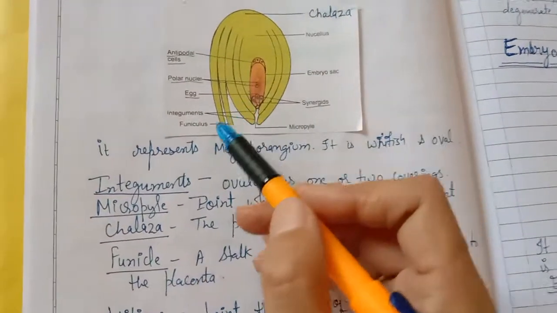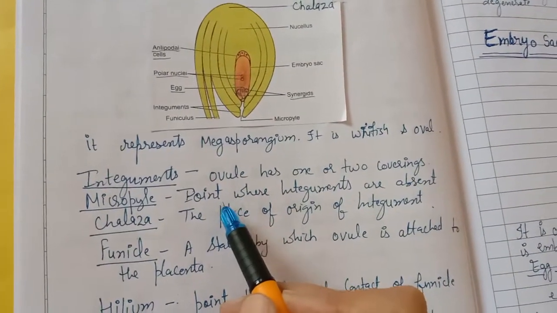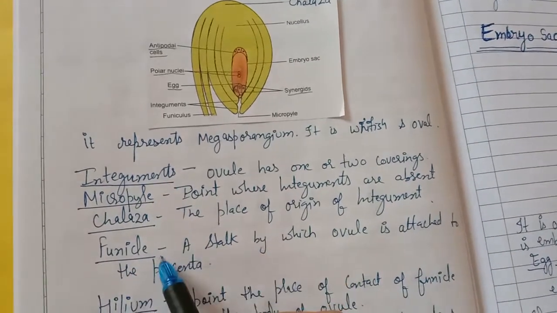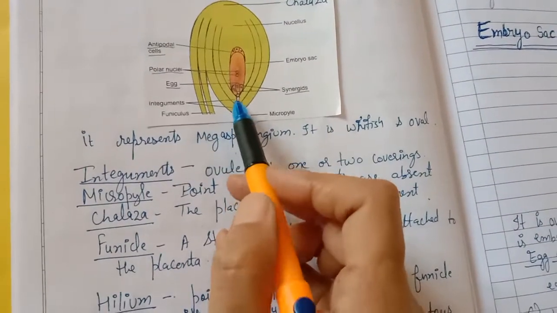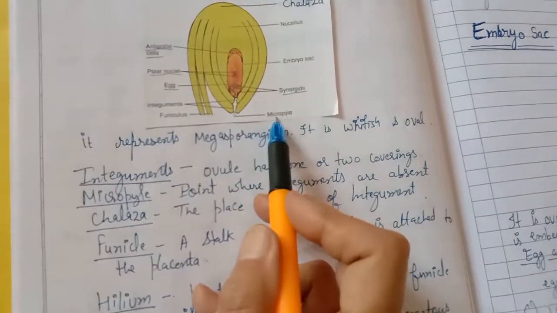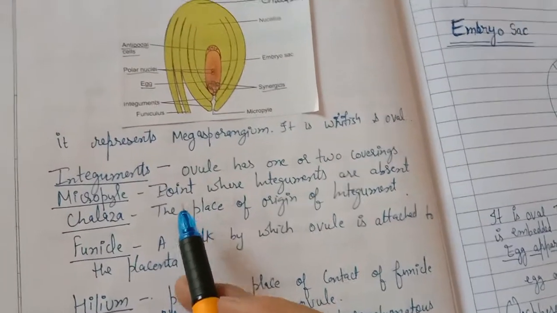Integuments. Here the integuments are basically the covering. The ovule has one or two coverings. They are called integuments. The point where the integuments are absent is called the micropyle. You can see here integuments are absent, so this is called the micropyle.